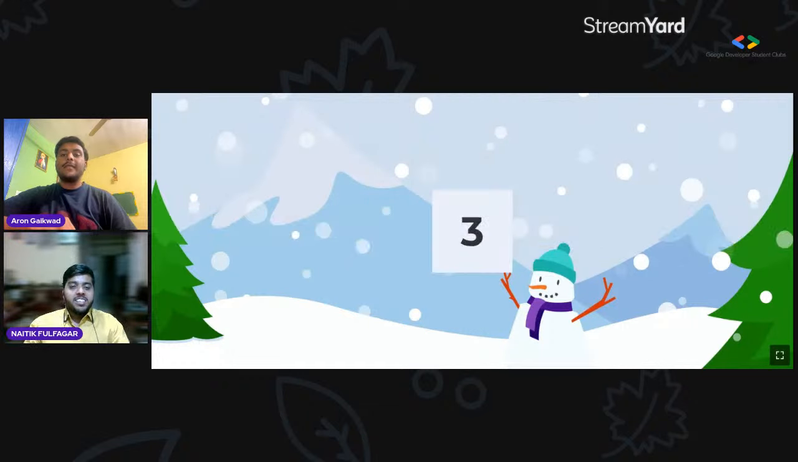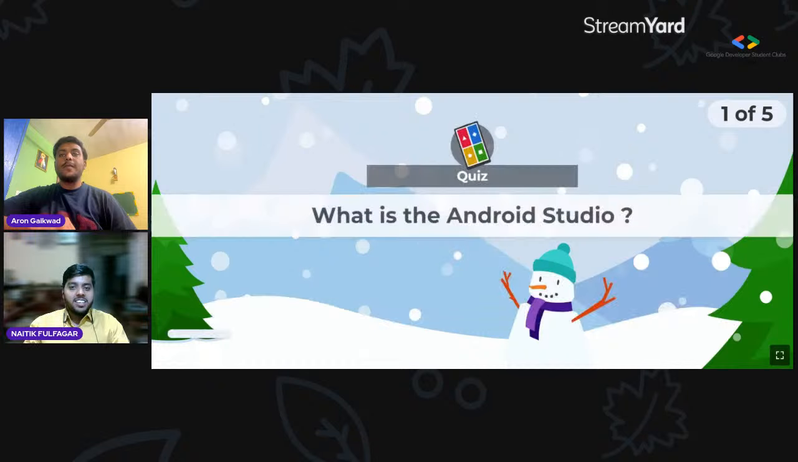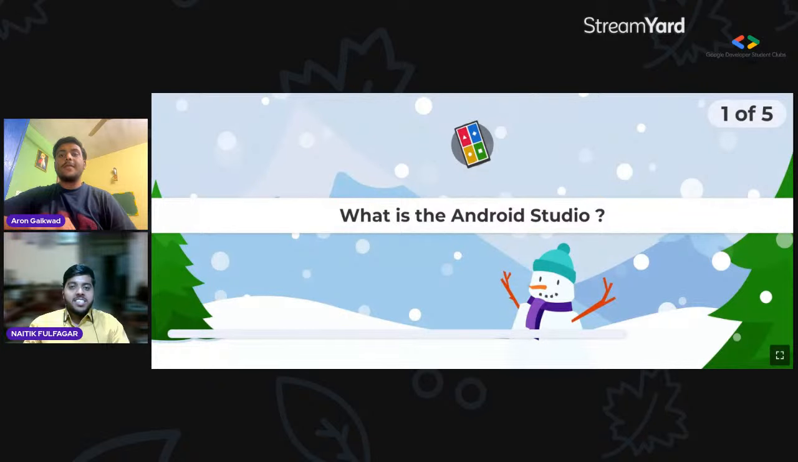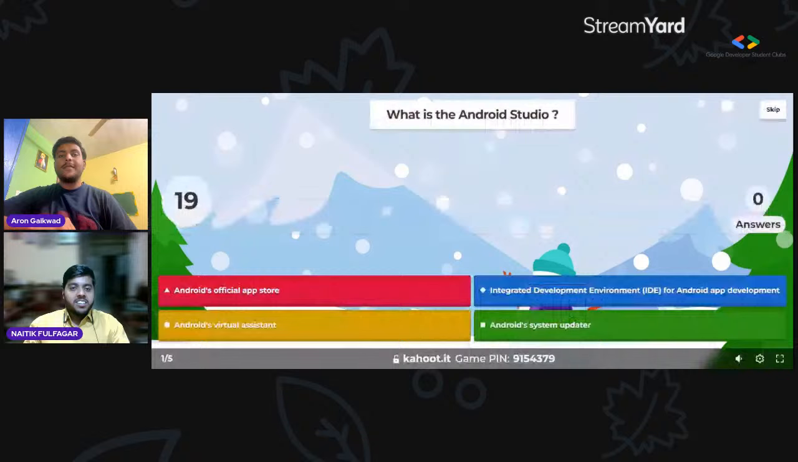So let's start. Here is our first question. 3, 2, 1. Quiz. What is Android Studio? So here are our options. Come on, guys, answer fast. Your ranking will be decided by how fast you click on the answer. Your ranking will go up. So we are excited to see you on top of the leaderboard. 3, 2, 1.